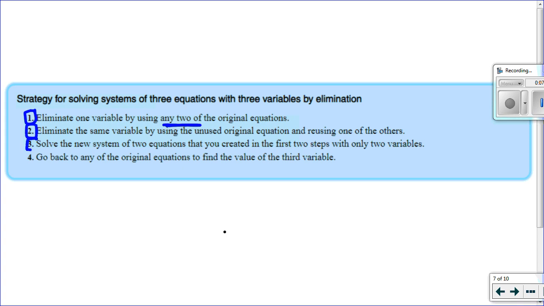Step 3, you're going to solve the new system of 2 equations that you created in those first 2 steps. So this is just what we've been doing this whole time. You have 2 equations with x and y, and you're going to solve those. Finally, you're going to go back into any one of the original equations, any one of them, to find the value of that 3rd variable. So you have x and y, substitute those back into any one of the equations to find z.